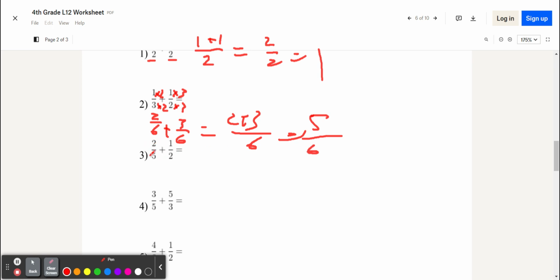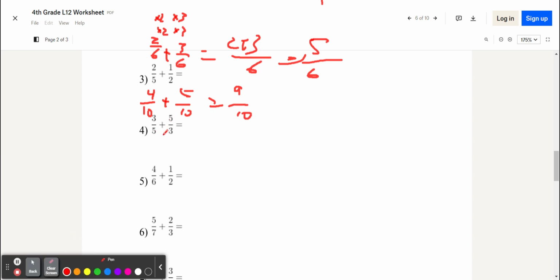For the bottom one, the least common multiple is 10 for the denominators. So multiply top and bottom by 2. So we get 4/10 plus 5/10, which equals 9/10.